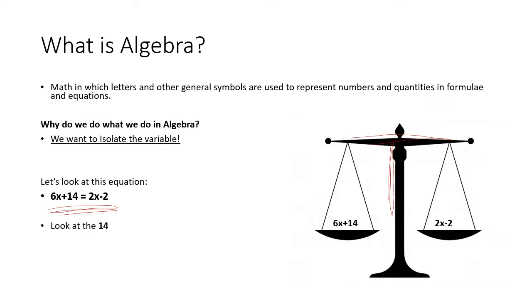So let's look at the 14. We know what the value of 14 is, right? You understand what 14 is. We have a visual representation of what the number 14 is and what it's doing. It's being added to whatever this value of 6x is. Let's look at the 6. We understand the concept of what the 6 is, and we see that it is 6 multiplied by whatever this value of x is.